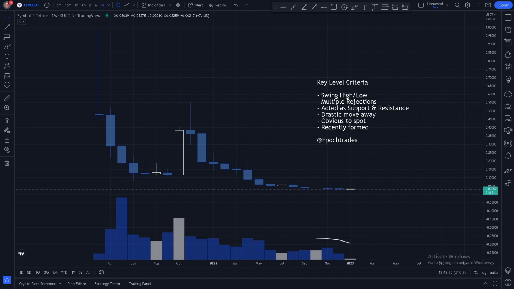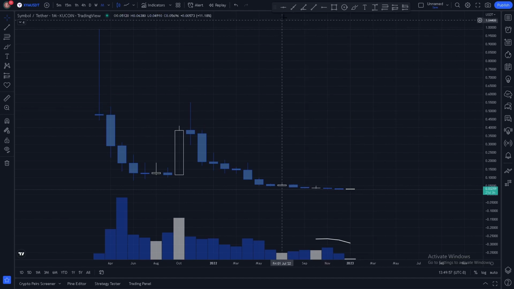Today we're going to be covering key levels on the monthly and weekly time frame for Symbol. So, as always, our key level criteria: we look for swing highs and swing lows, multiple rejections, acted as support and resistance, drastic moves away, obvious to spot, and recently formed. So, let's go ahead and hop right in.